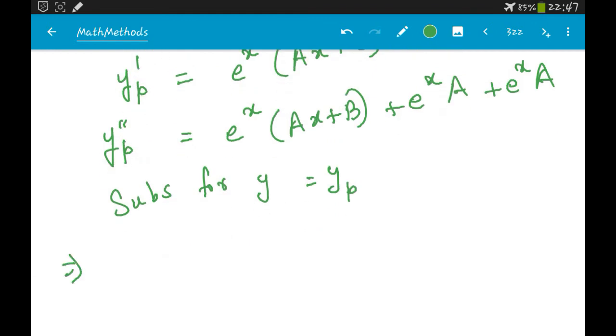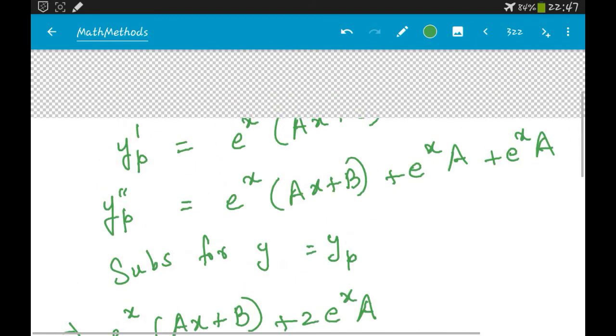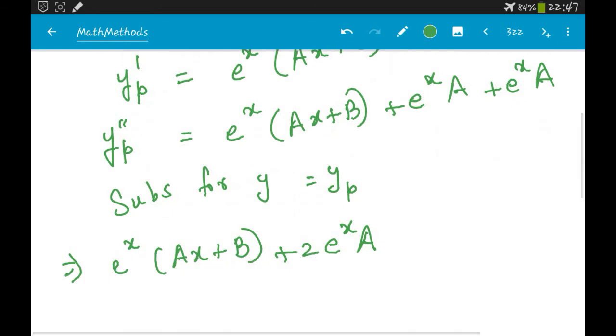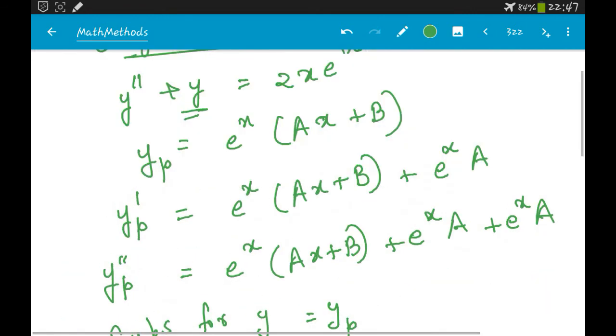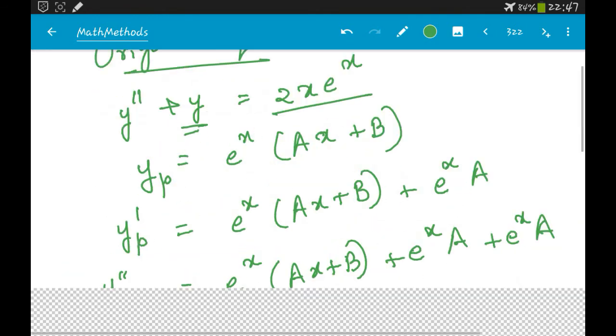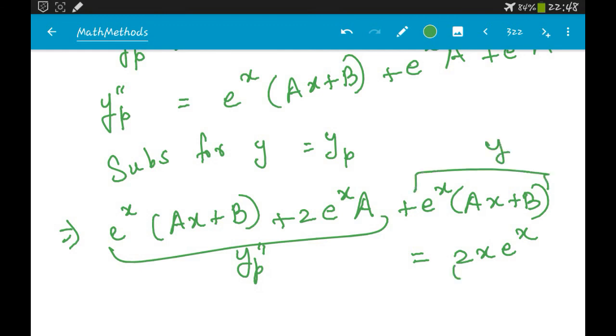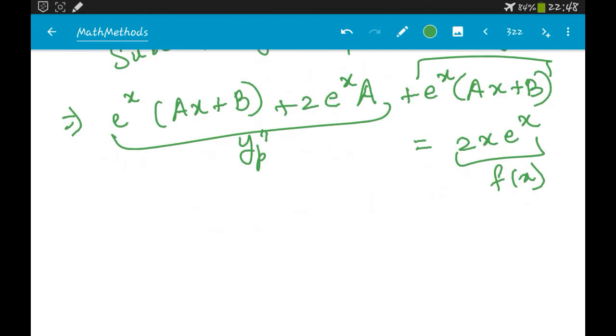So we are going to get Yp double dash is e power x into ax plus b plus 2 e power x into a, and then we have plus y. So y is e power x into ax plus b, and this is equal to 2x into e power x. So this was our Yp double dash, this was our y, and this was our f of x. Okay, so we have substituted everything. Now we have to find a and b.